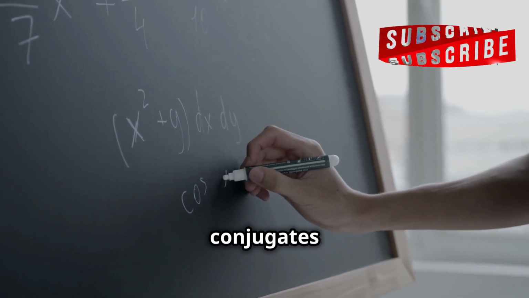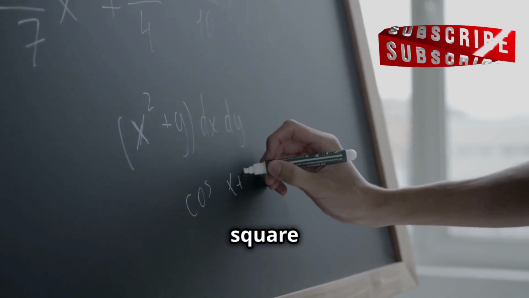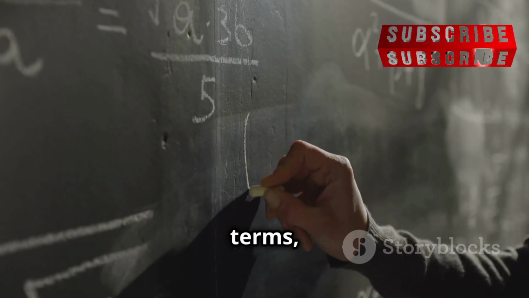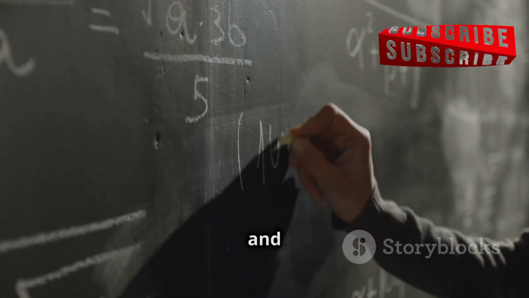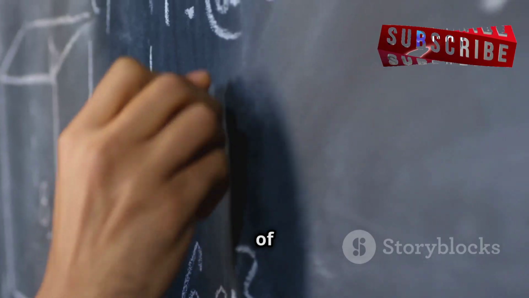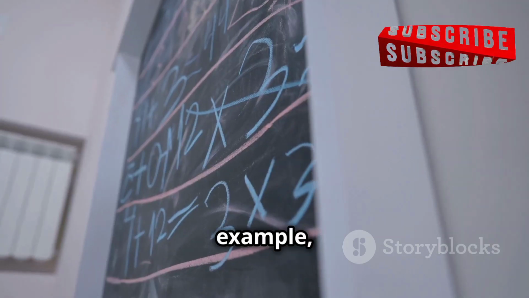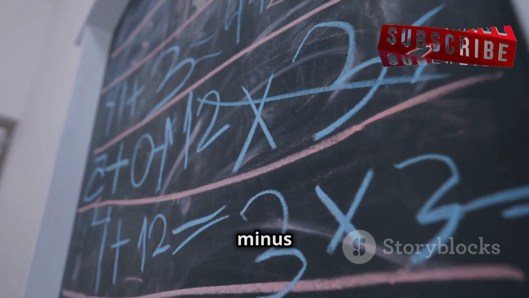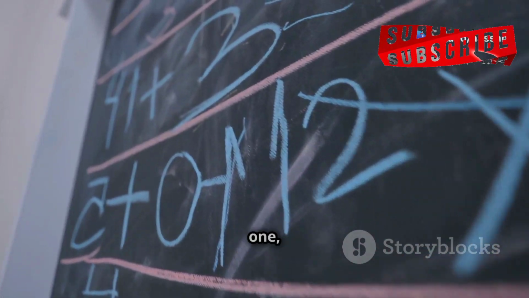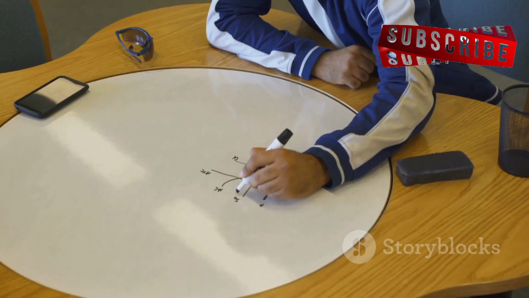Now let's talk about conjugates and how they simplify expressions with square roots. Imagine you have two terms, each a sum of a whole number and a square root, like the square root of 9 plus the square root of 4, and the square root of 9 minus the square root of 4. When we multiply conjugates, the middle terms cancel out. In our example, we get 3 plus 2 times 3 minus 2, which simplifies to 5 times 1, and that equals 5.